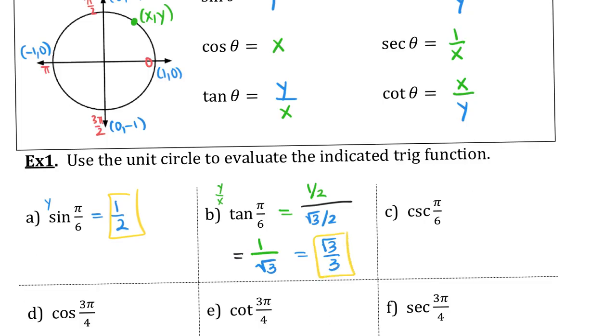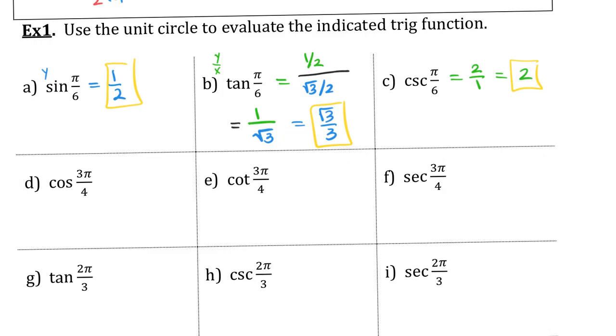Now what's cosecant of pi over 6? Cosecant is the reciprocal of the sine. Since I happen to know the sine is 1/2, I can flip it to get the cosecant. So instead of 1 over 2, this is going to be 2 over 1, which is 2. Or I could look at the y-coordinate and flip the y-coordinate. Okay, the next row, what do we got?